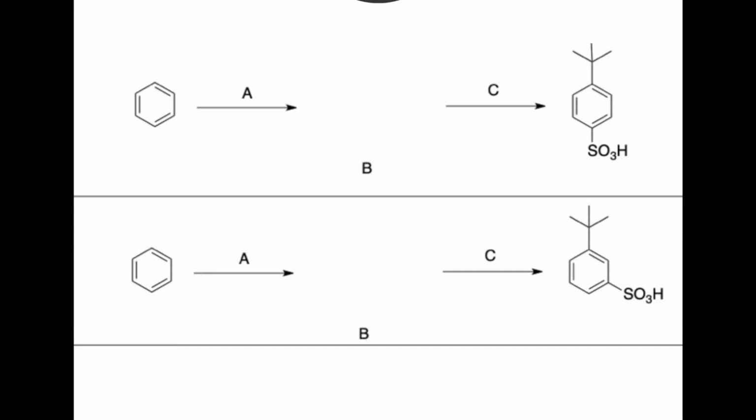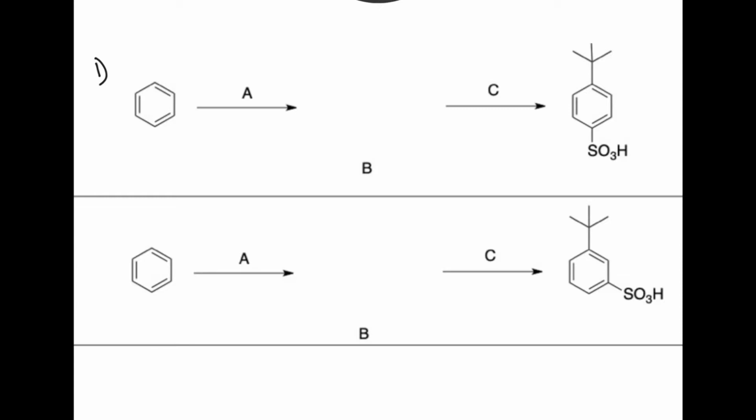So for the top example here, column number 1, in the product, my two groups are para to one another. So which group do I want to put on the ring first? Do I put on the tert-butyl group first, or do I want to put on the sulfonic acid first?